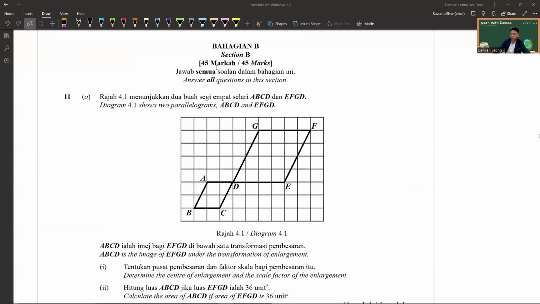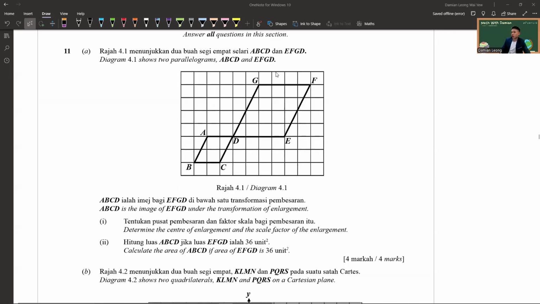Then question 11. So diagram 4.1 shows two parallelograms, ABCD and EFGD. ABCD is the image of EFGD under the transformation of enlargement. So determine the center of enlargement and the scale factor of the enlargement. Okay, I want to find the center of enlargement and scale factor of enlargement. Center of enlargement would be the corner that doesn't change here, the D.